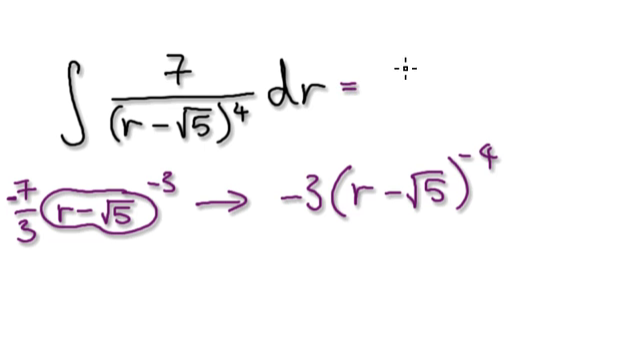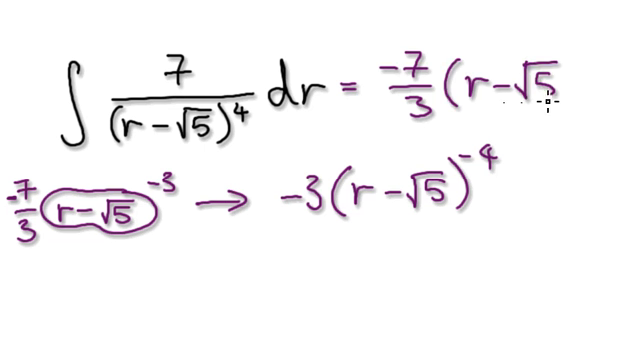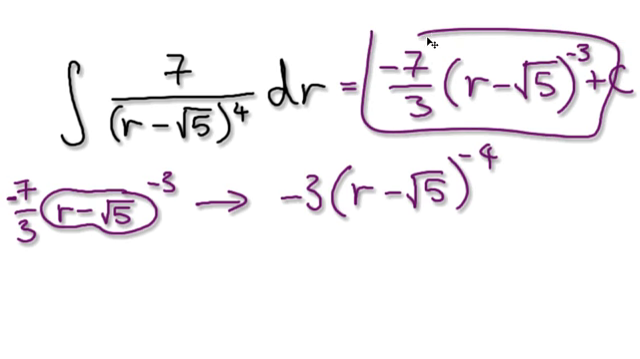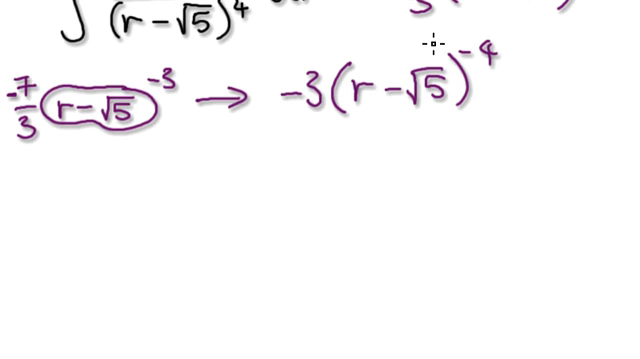Okay, so our answer here would be minus 7 over 3 bracket r minus root 5 to the power of minus 3, and then plus c. This is your answer. Okay. All right. Next one here.